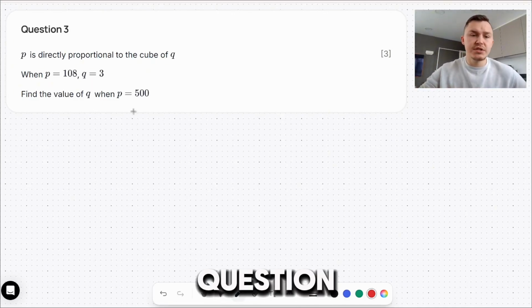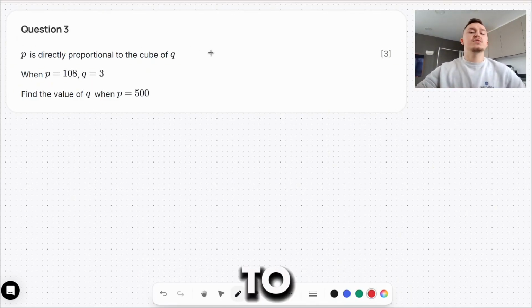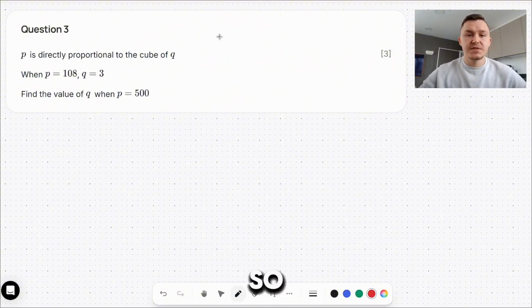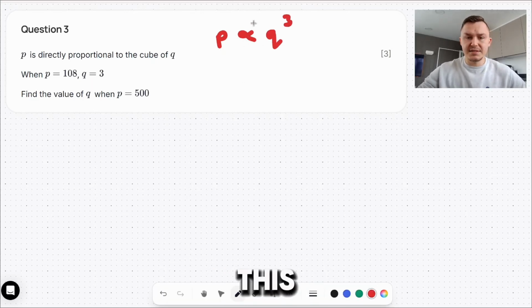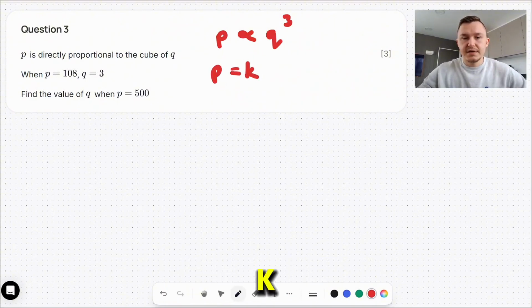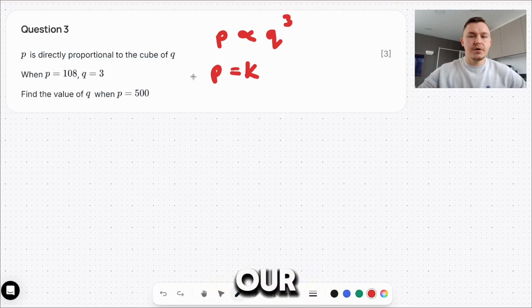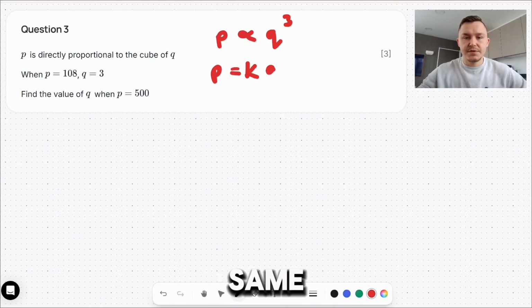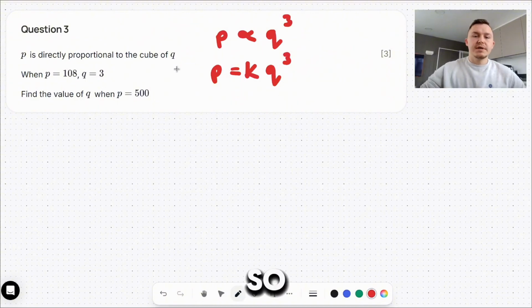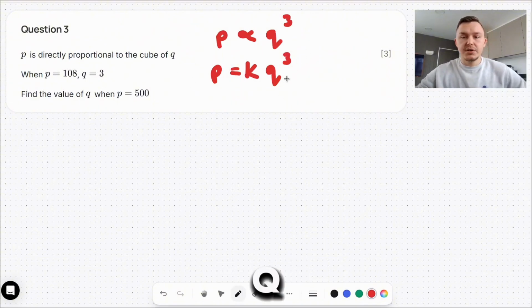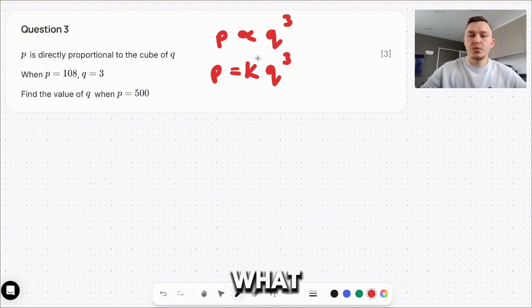Now, starting with this question, it says P is directly proportional to the cube of Q. So I'm going to set up this equation. P is directly proportional to the cube of Q, so Q cubed. And this proportion sign can be turned into P is equal to K. Remember, whenever we have this sign, it's the equivalent of equals K when we're setting up our equation, and the rest stays the same, so Q cubed. So I now know P is equal to KQ cubed, and we need to work out what K is.